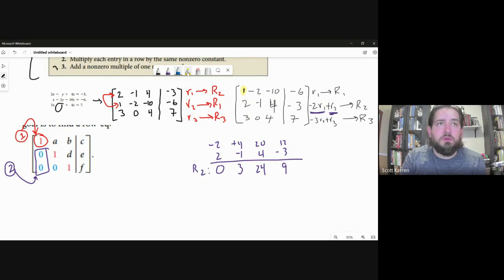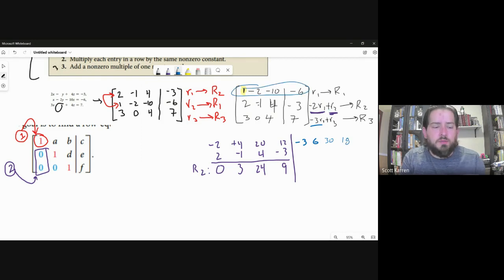And I'll do the same thing with row 3, right? -3 times that row 1. Give myself a little bit of room here. -3 row 1 is -3, +6, +30, and then 18. Just having multiplied that -3 through that top row there.